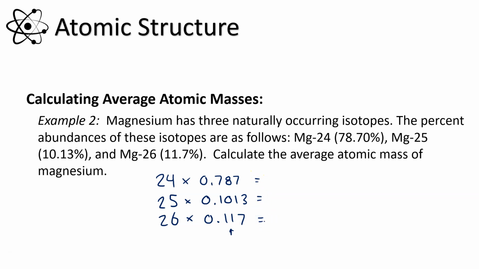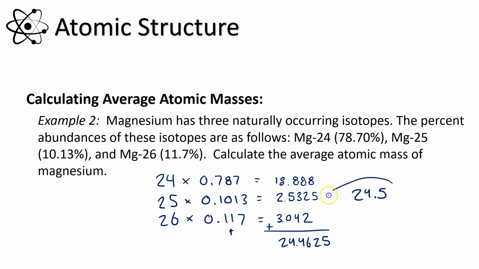If I multiply those, I get the numbers shown here, my final step being to simply add those together, which gives me 24.4625. Here I'm going to round this off just like last time. It looks like some of my percent abundance values have less sig figs, so let's go to just 3 places this time. 24.5 as my final calculated weighted average atomic mass.